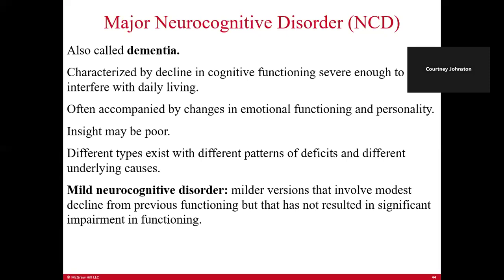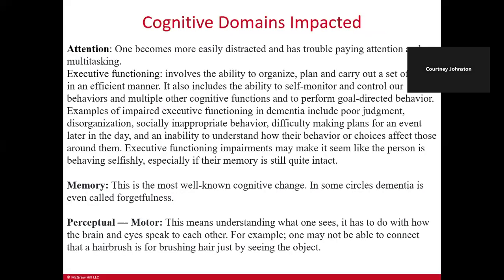There's also mild neurocognitive disorder, and this is going to be a lower level version that involves modest declines from previous functioning, but there isn't as much impairment in an individual's ability to function as there is with major neurocognitive disorders. So these are some of the cognitive domains that are going to be impacted by neurocognitive disorders. And the first one is going to be attention. So an individual may become more easily distracted than they once had been and have trouble paying attention and multitasking.